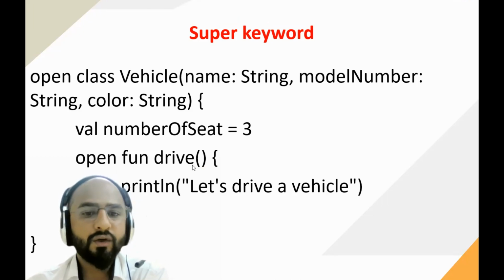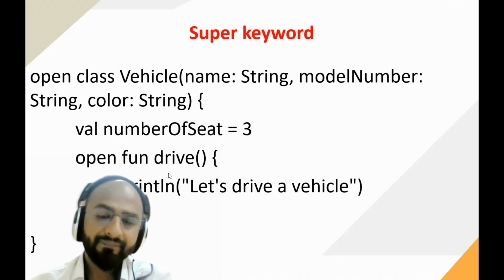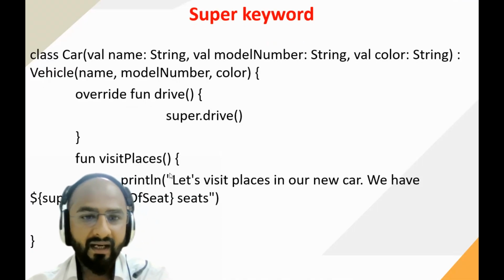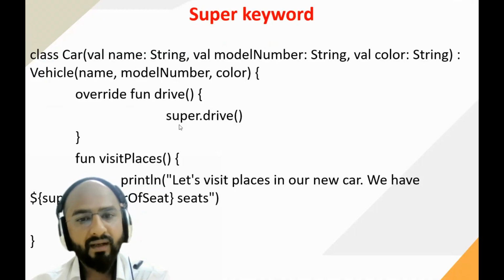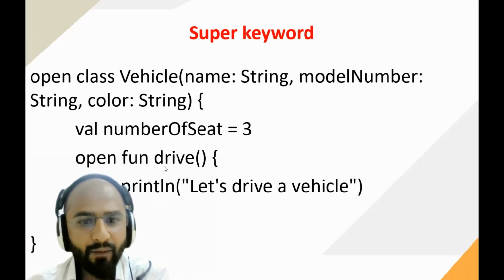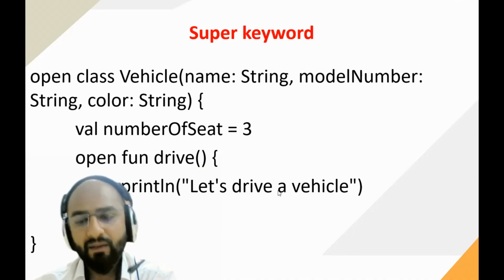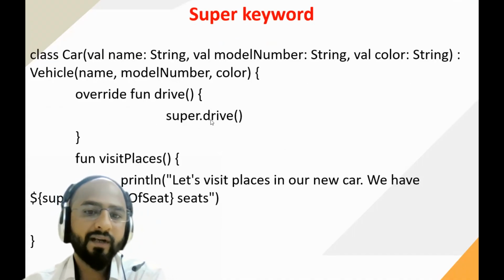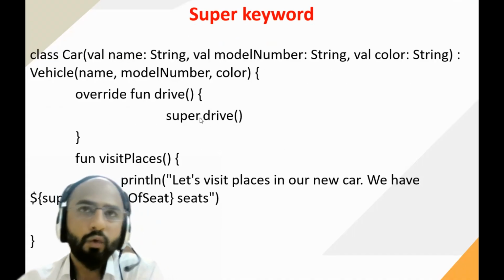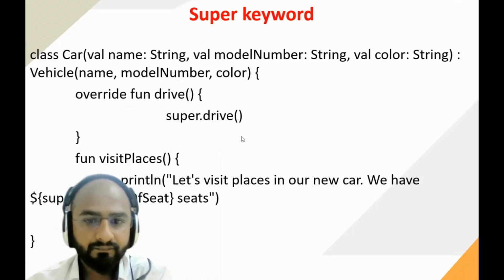By default, all the functions of a class are final in Kotlin. So we make that particular drive method open, and I have written override function drive. In that method, I have written super.drive. So by using this super.drive, the parent drive method will be called, and it will print "let's drive a vehicle" to the console. So the super keyword is used to call a method of the super class. Here we have called that.